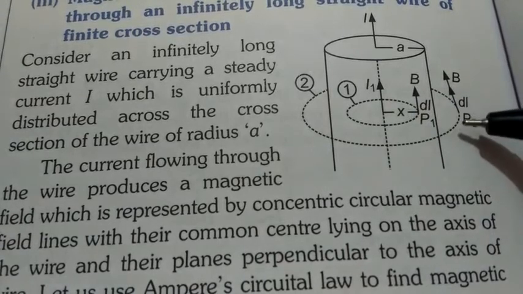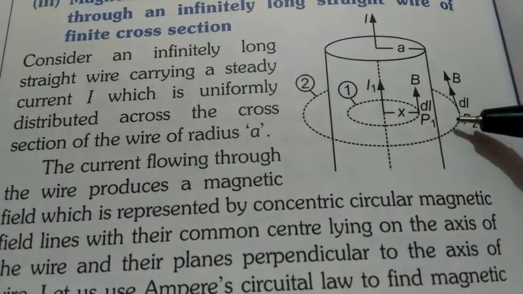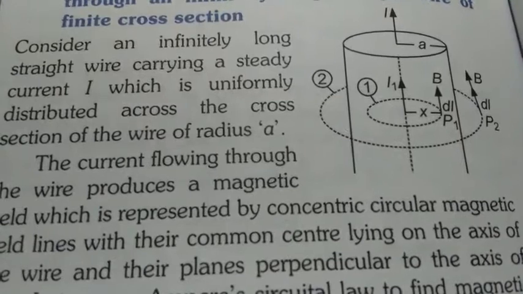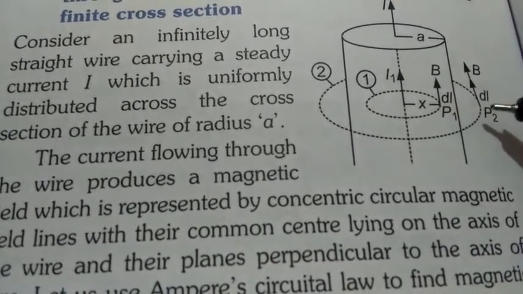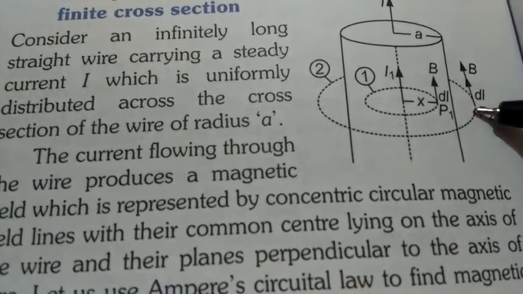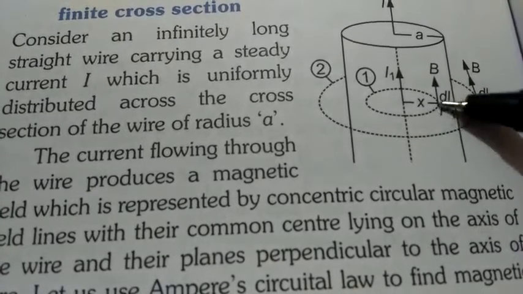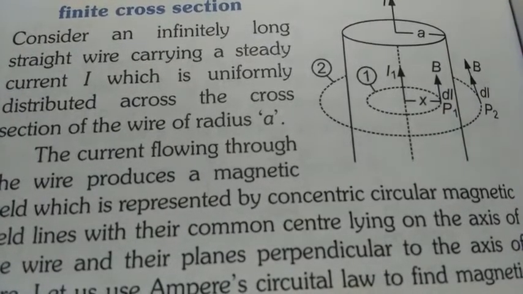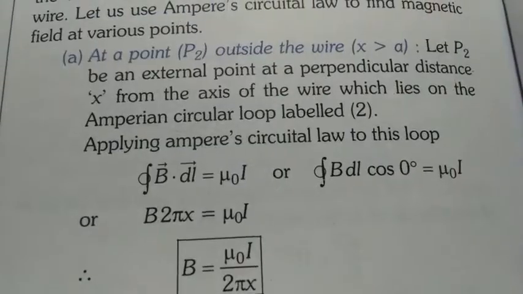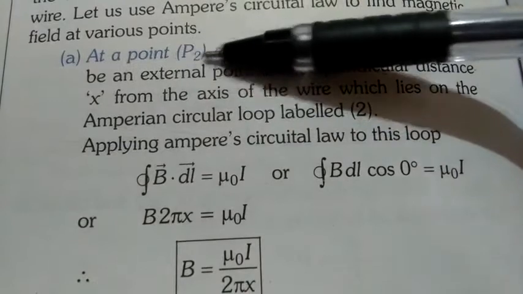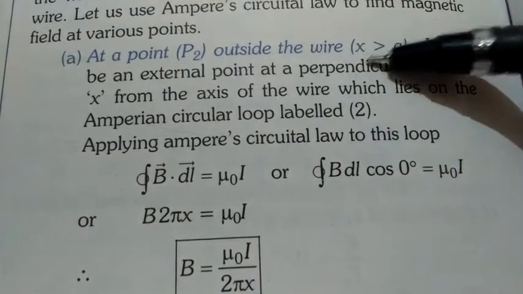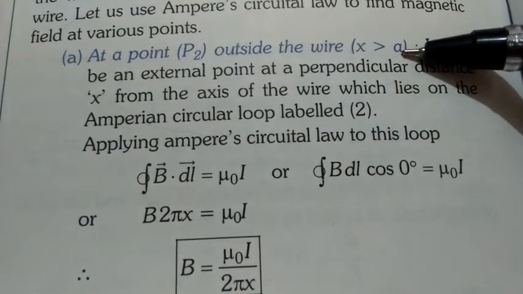So point P1 and point P2, two points we will take. Point P1 is inside the wire and point P2 is outside the wire. At both points, we are going to find out the magnetic field. So first, let us find out the magnetic field at a point P2 outside the wire, and for that x is greater than A.